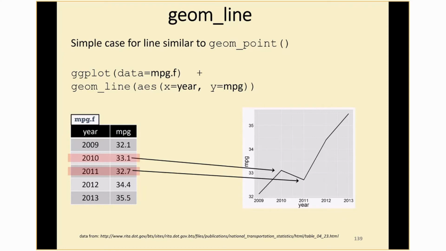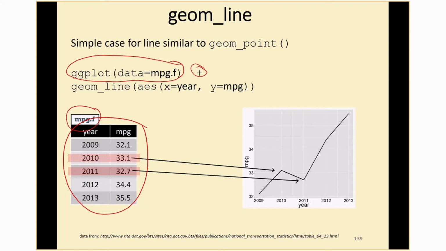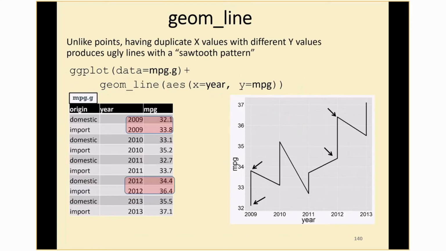And we can see that in this particular example. We've got this tiny little data frame, MPGF, and we've got year and miles per gallon. So we reference that data frame in our plotting function. Then we add as a layer with a plus sign, geom_line. There's the open and close parenthesis of geom_line, the open and close parenthesis of aes. The x location is mapped onto year, the y location is mapped onto MPG, and there's the plot we get.